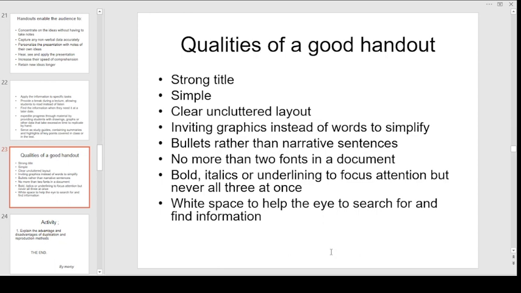The white space also helps in searching and finding of information.